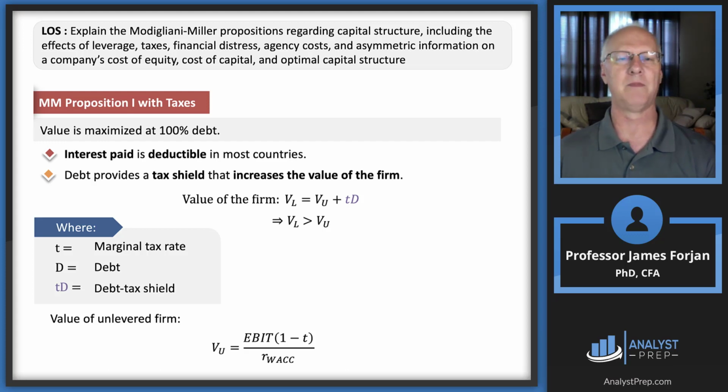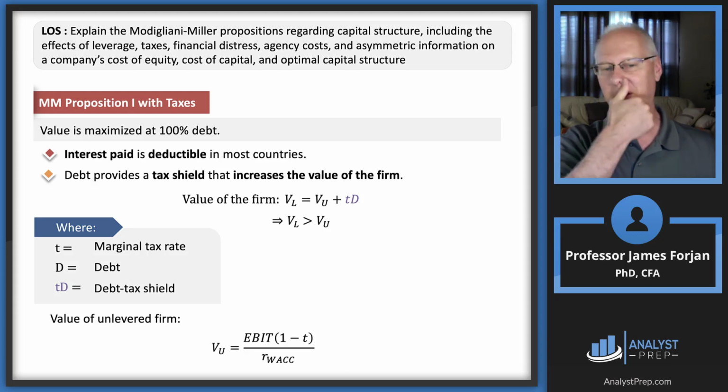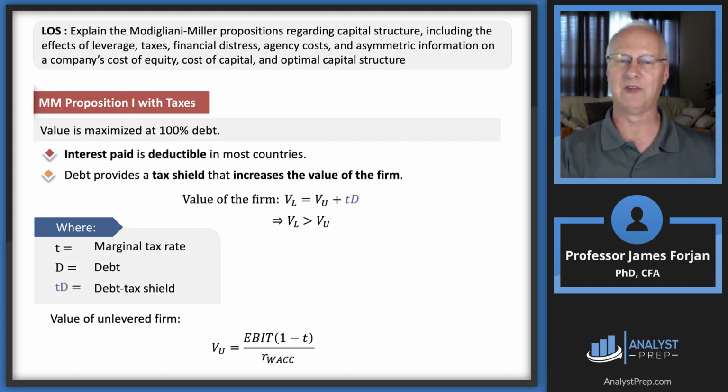So let's go ahead and peel away one of these layers. Let's say, all right, everything in this fantasy world holds true, but now we allow the government to come in and say, hey, there's a tax rate. So we have to pay taxes on our EBIT. Look at that bottom equation. Now the value of the unlevered firm is EBIT times 1 minus the tax rate, of course. But we're also allowing the interest to be deductible. Notice that we have written there, in most countries. So look at the middle section there.